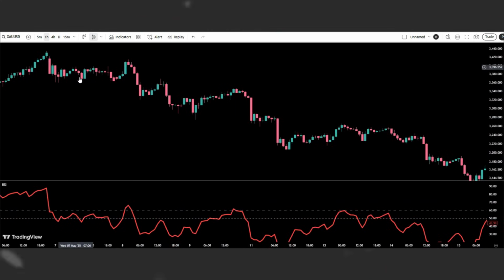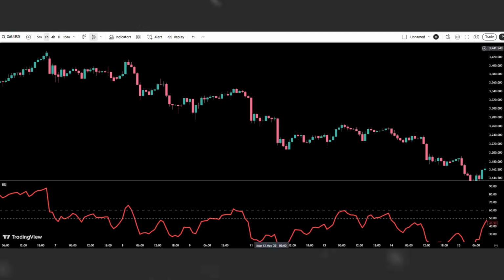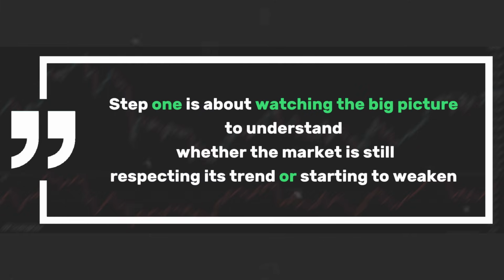In a downtrend, the logic is the same but reversed. RSI may rise above 60 during a pullback, and this is normal. If it quickly turns back down, the downtrend is still healthy. But if RSI stays above the 50 level for a long time or struggles to move back below it, this is a sign that bearish momentum is weakening and a trend reversal may be starting. So, step 1 is about watching the big picture to understand whether the market is still respecting its trend or starting to weaken.